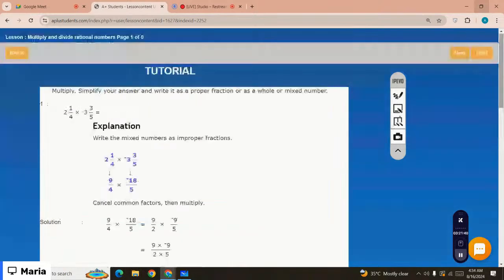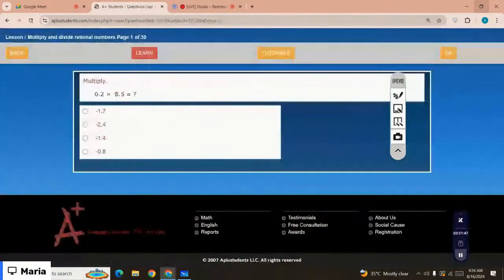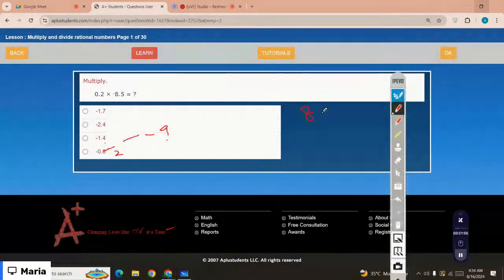Let's just start with the practice questions. 0.2 times negative 8.5. So you have to multiply, right? So that would be, you can do it 85 times 2. 2 times 5 is 10, 2 times 8 is 16 and 1, 17.